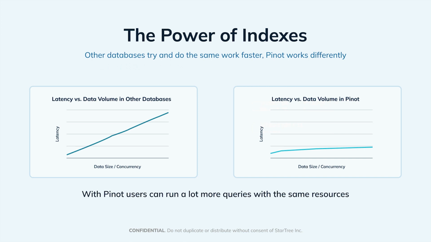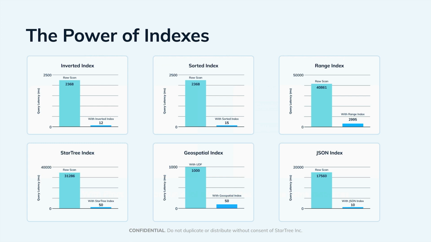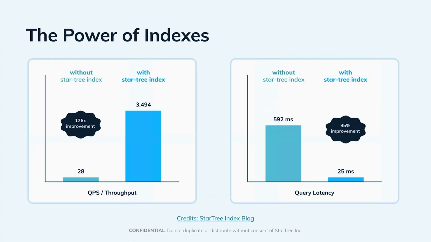With Pinot, on the other hand, the goal is to keep this curve as flat as possible. So even if the data grows and the workload grows, we minimize the number of things that we need to process using indexes and get predictable latency even with increased growth. These are some of the benchmarks we've done internally with and without the index. As you can see, in some of these cases there's many orders of magnitude difference, especially visible with the StarTree index.